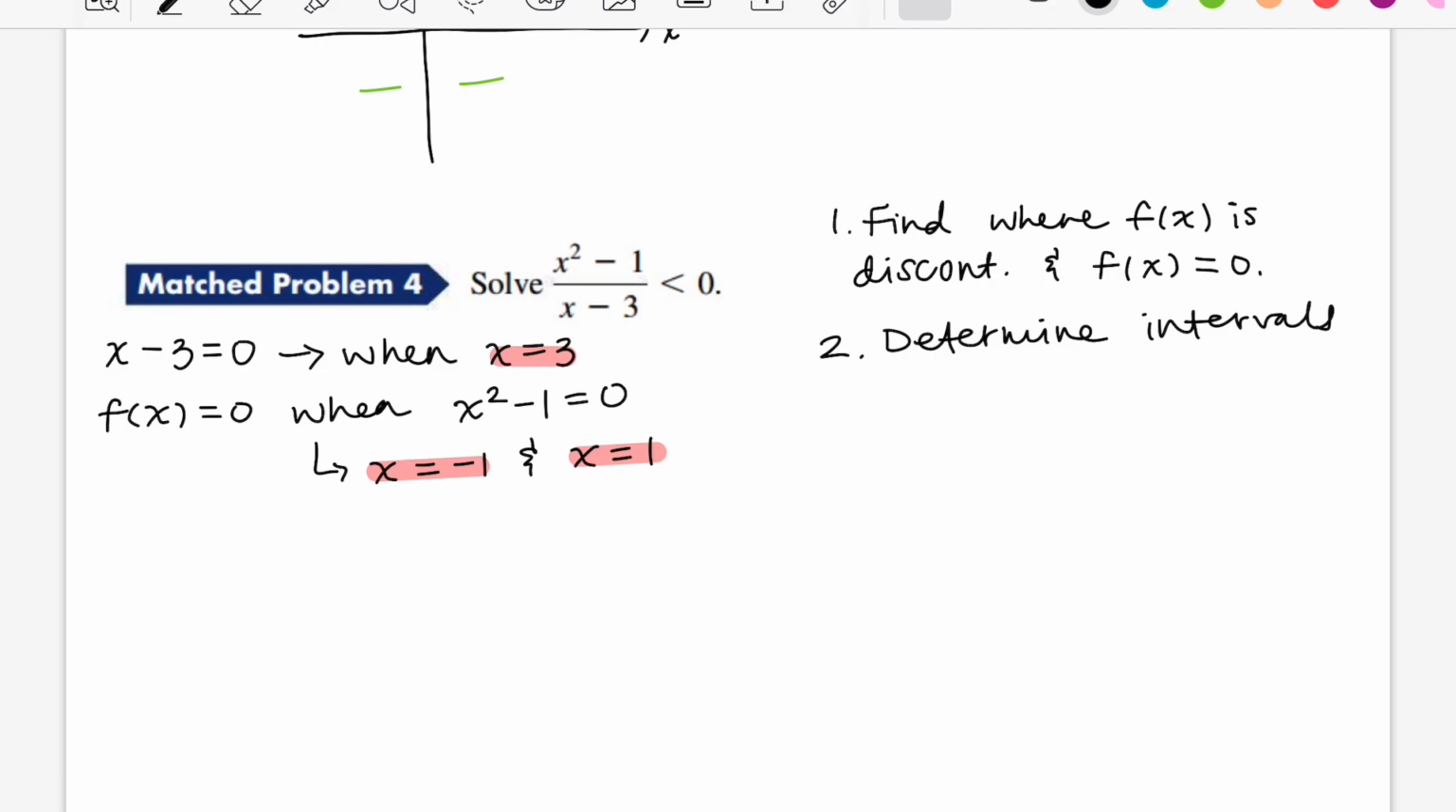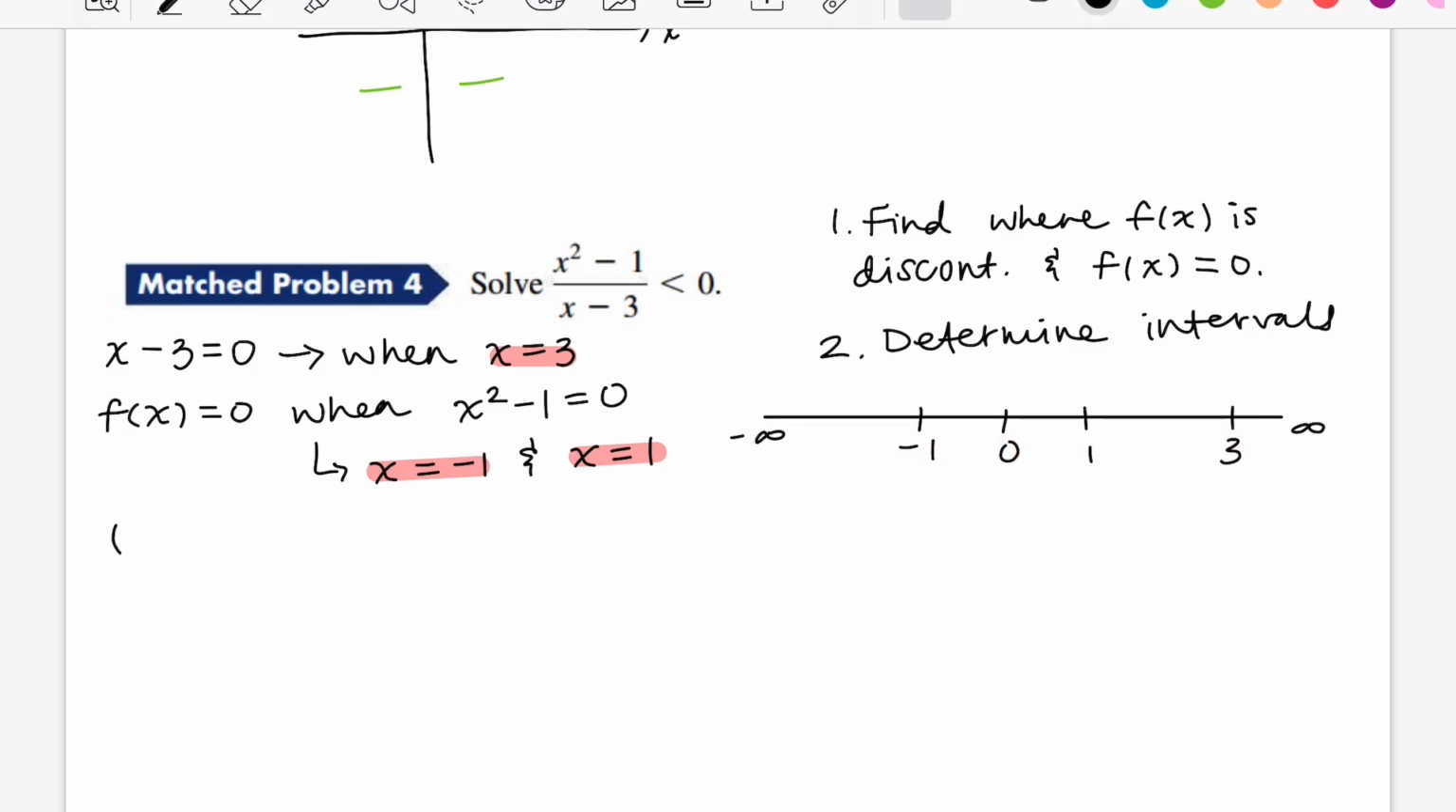So if we have our real number line like this here, and we have negative infinity here, infinity here, so this is negative 1, 0, 1, and let's say this is 3. We're breaking up our number line into intervals based off of our partition numbers here.